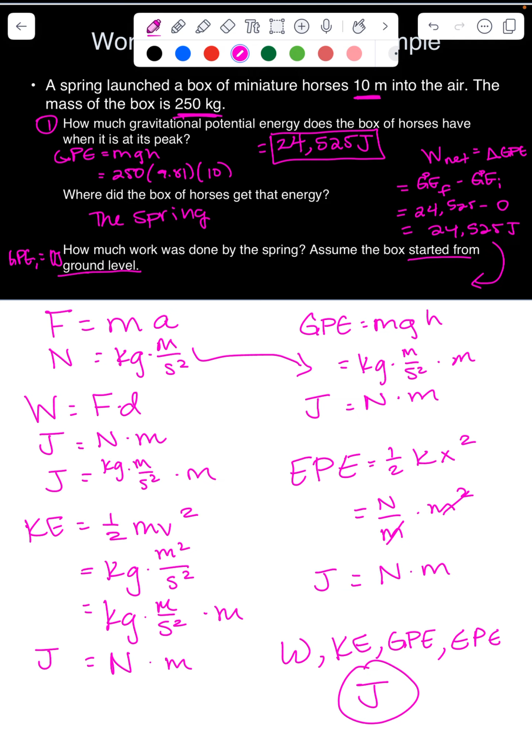All right, so I just wanted to throw that out there so you knew why all of them were measured in joules, not just because work and energy go hand in hand.